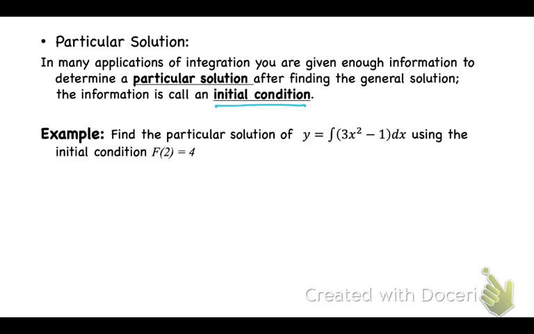Can I get this down first? You'll get it down. Okay, so find the particular solution for y equals the integral of 3x squared minus 1 dx using the initial condition of f(2) equals 4. So we got an x and a y, yes? Okay, so we first have to do our integral.